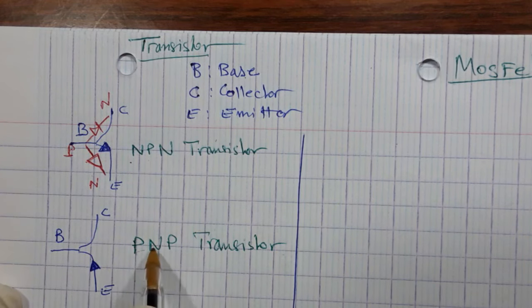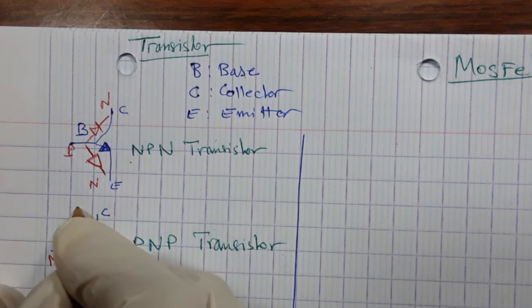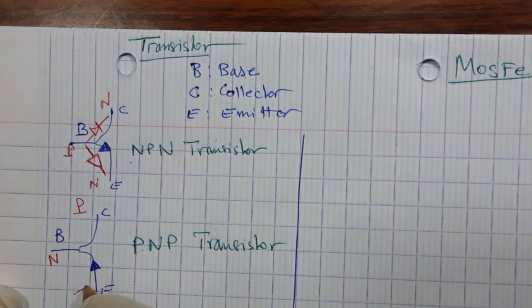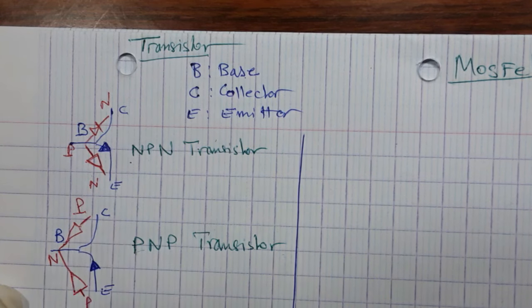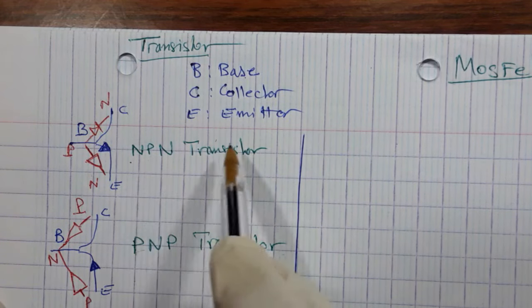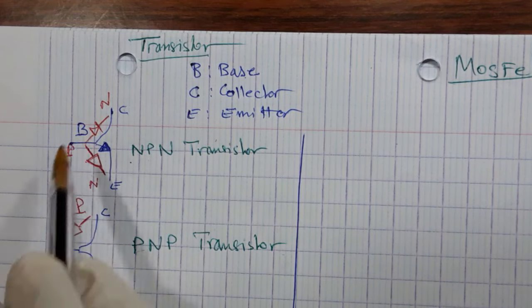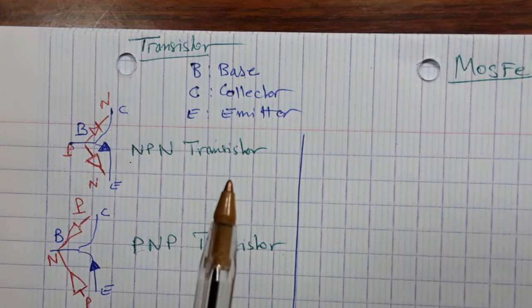For PNP, normally we have P, N, P, which means the diodes should be on this side, and also like this, okay? So we have P, as you see, this is the anode and the cathode. The cathodes are connected together in the PNP transistor, and for the NPN transistor, the anodes are connected together. This is just theoretical, okay?